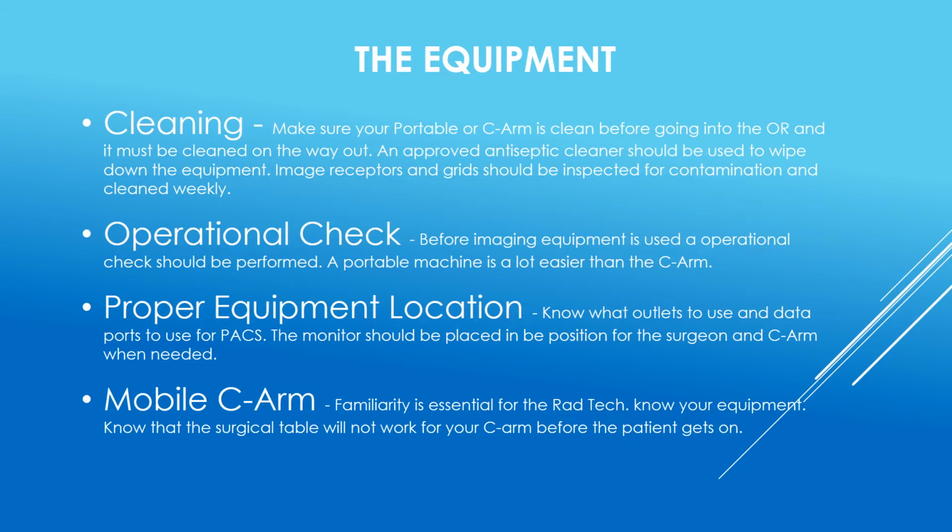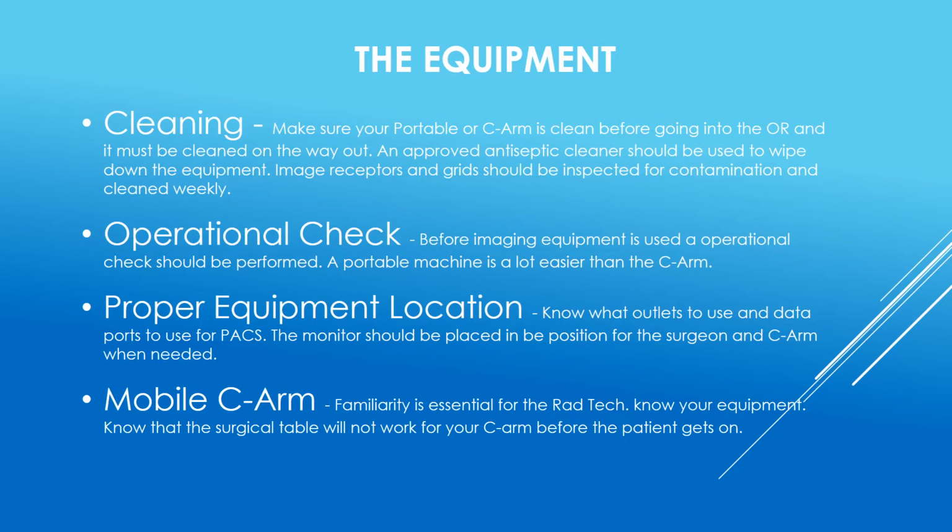Operational check. Before imaging equipment is used, an operational check should be performed. A portable machine is a lot easier than a C-arm. Proper equipment location. Know what outlets to use and data ports to use for PACS. The monitor should be placed in a position for the surgeon and the C-arm when needed.